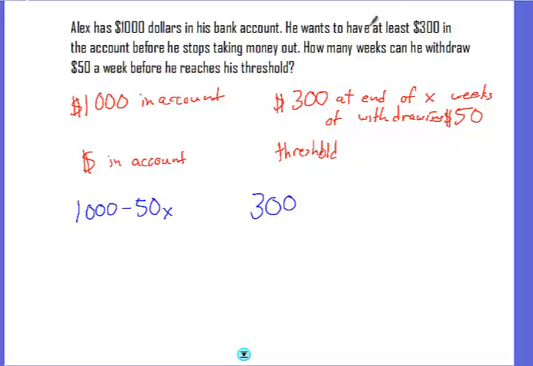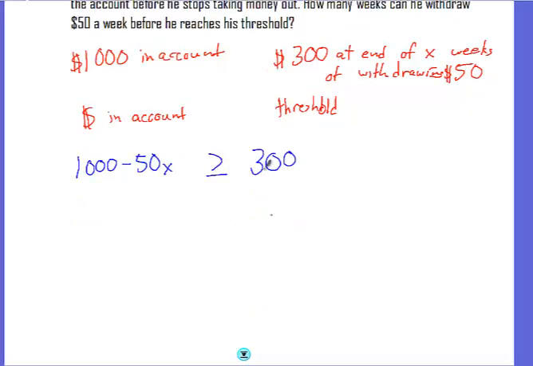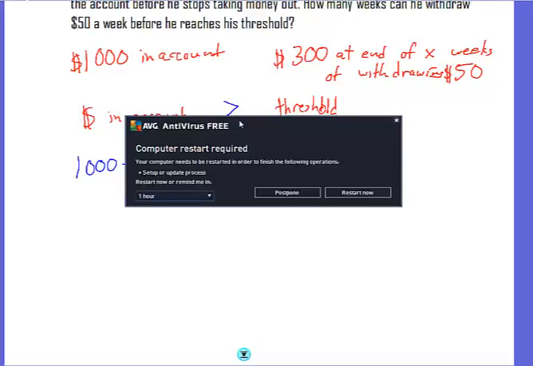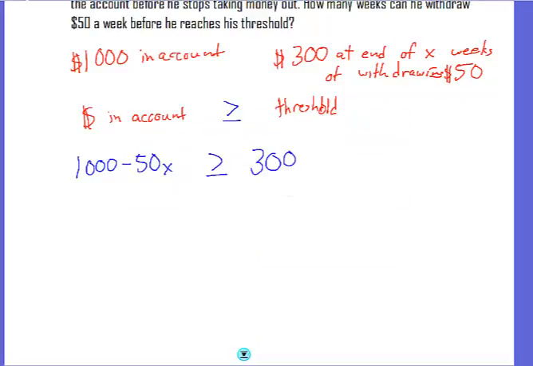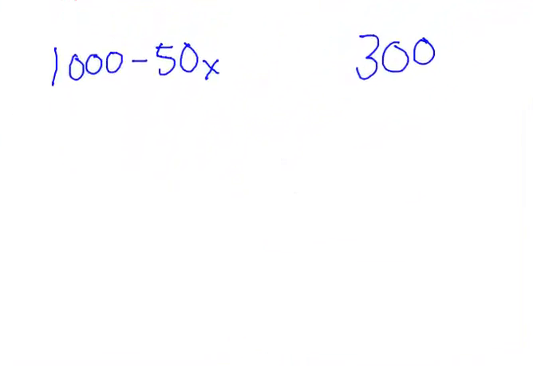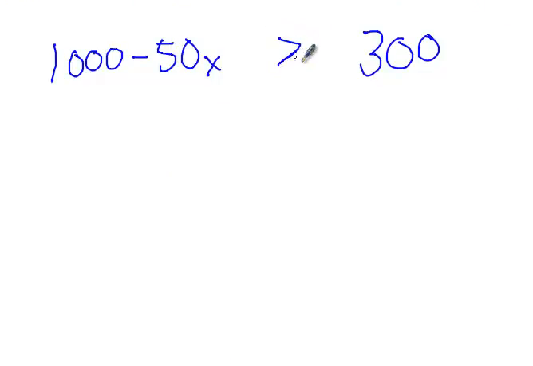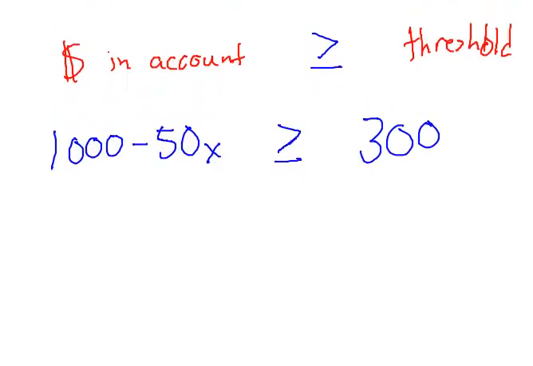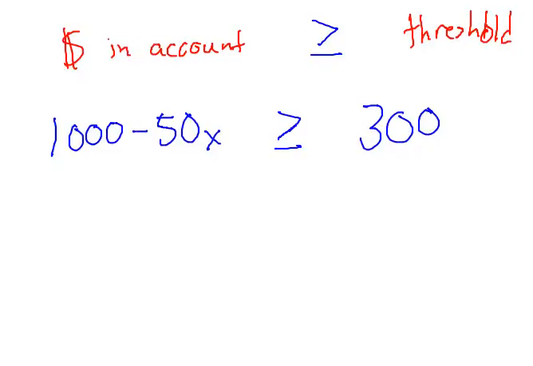Now it says I want to have at least $300 in the account, so really the way our inequality symbol is going to be is we need the money in the account to be greater than or equal to 300. And that's where a lot of people get tricked, because even adults do this. They don't really know which way their inequality symbol is going to go. But if you turn your sides of the equation into words, as in money in account and threshold, it makes your life a lot easier. So now all we have to do is solve this.